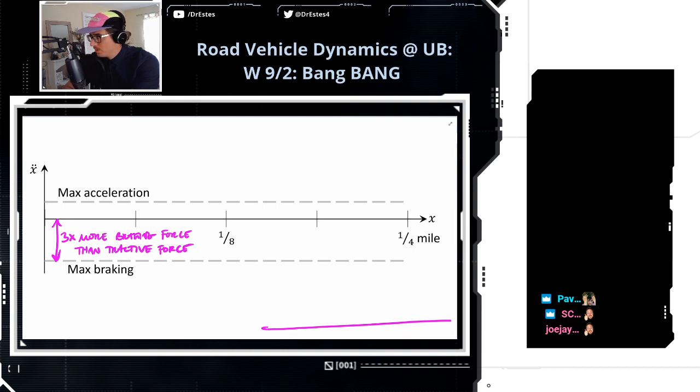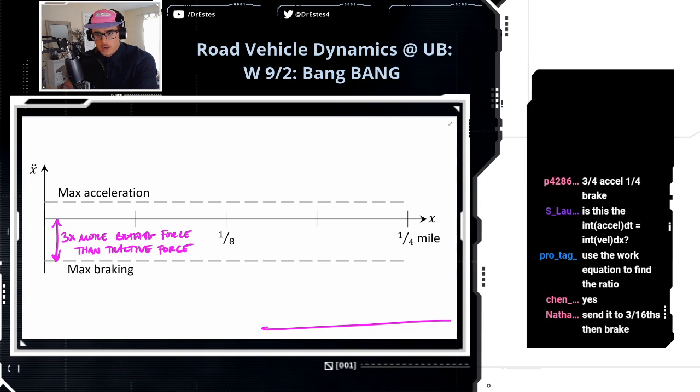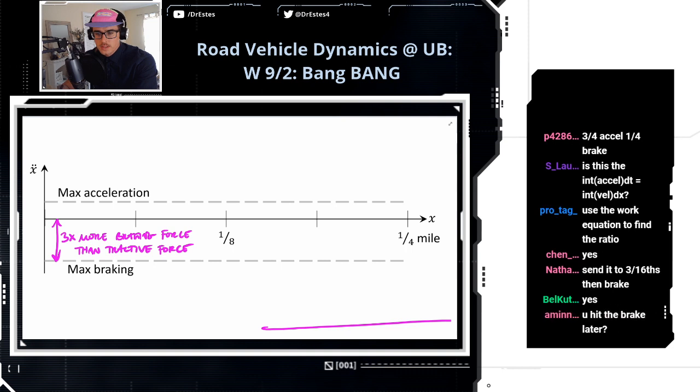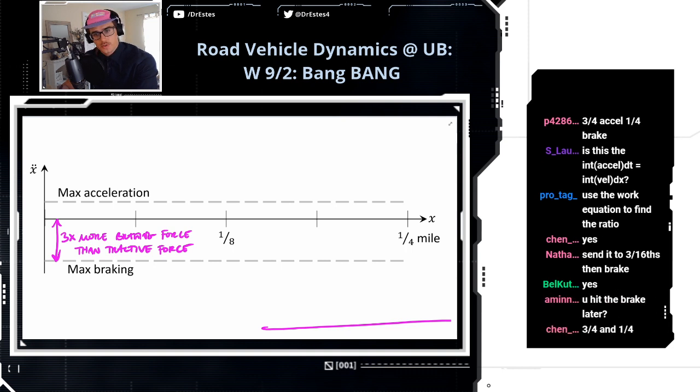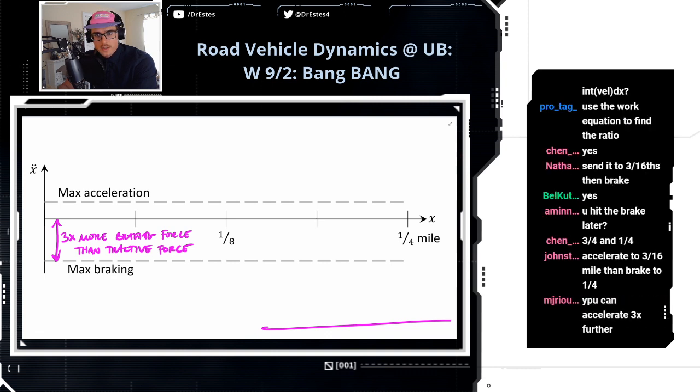So what are you going to do? I'll give you a couple seconds. Three quarters acceleration, one quarter brake from Phil. Is this the integral acceleration dt equals int velocity dx? You could do that. You could use the work equation to find the ratio. Send it to 3/16, then brake. Wait, 3/16? So brake really early in the race? Okay, hit the brake later. Accelerate to 3/16 mile, then brake to a quarter.